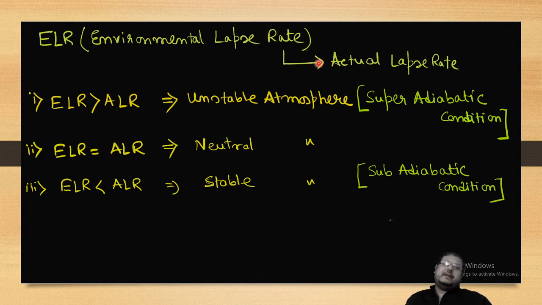called subadiabatic condition. अब हमें देखना है कि कौन सा केस में वर्टिकल डिस्पर्सन अच्छा हो रहा है और कौन सा केस में सबसे खराब, मतलब कौन सा टाइप ऑफ एटमोस्फेयर we require for the pollutant dispersion, and the one which is not desired for pollutant dispersion.